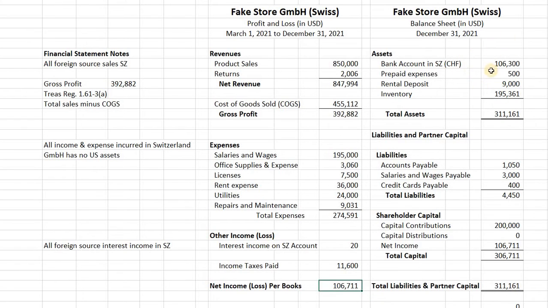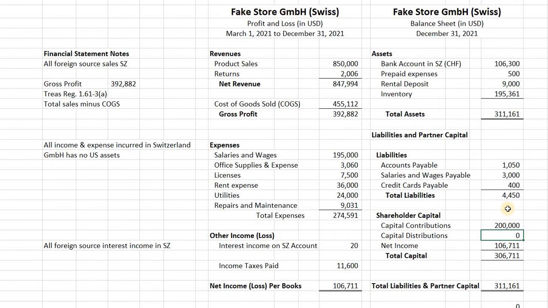On the right-hand side here, we can see that we've got a bank account in Switzerland, with similar items to the other financials: prepaid expenses, a rental deposit, and our inventory balance at the end of the year. And then in the capital section here, again, the capital contributions, no distributions.